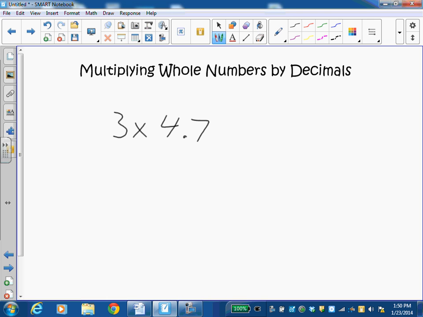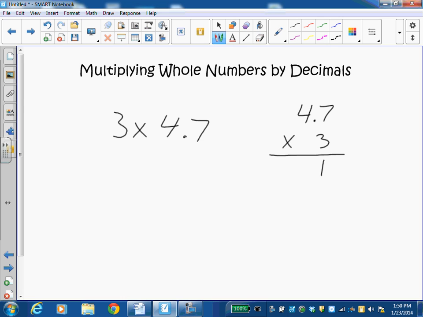Okay, the way to set a problem up like this is think about it as a regular multiplication problem. Ignore the decimal for just a second. If there was no decimal there, it would be 3 times 47. So set it up like that. So it looks like I have 47 times 3. I just have to remember it's not really 47, it's 4 and 7/10. So now I'm going to put my decimal in. I'm going to work this problem as if it were 47 times 3.